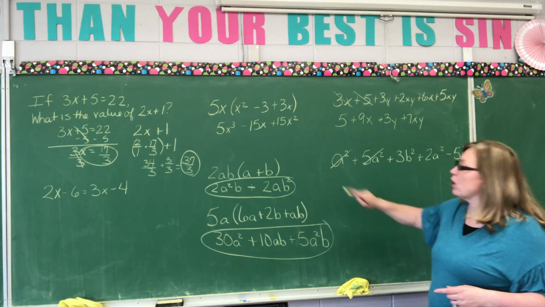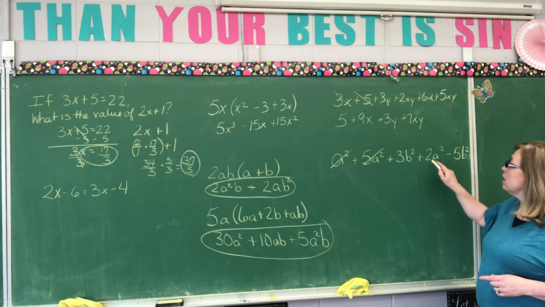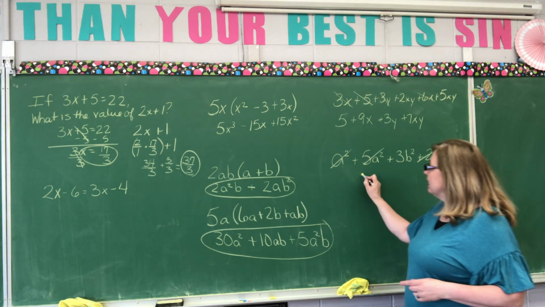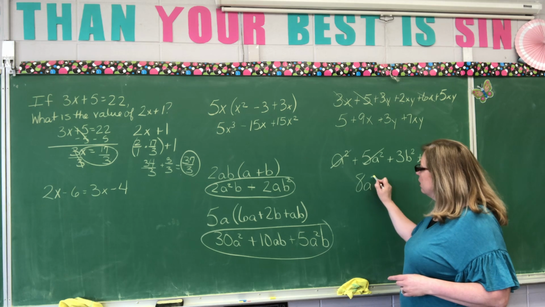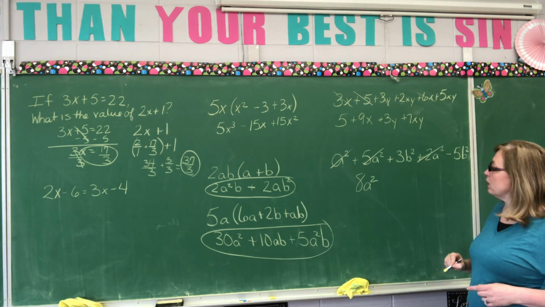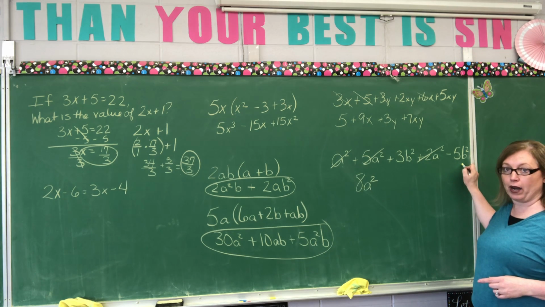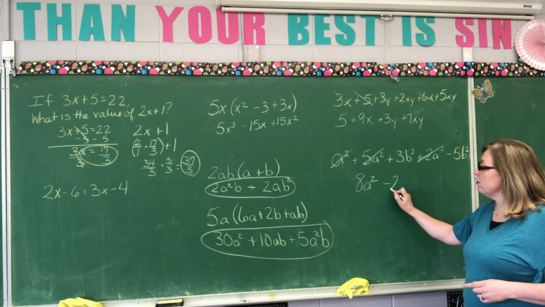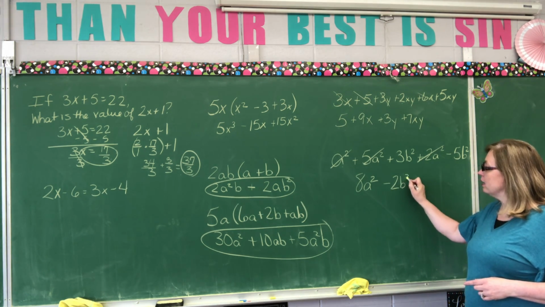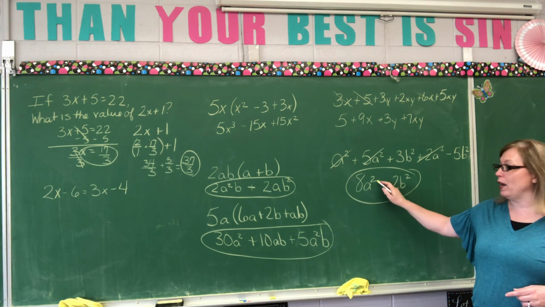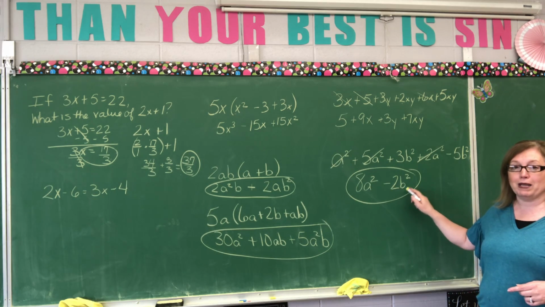We've used those. I'm going to mark those off. 6a squared plus 2a squared gives us 8a squared. Now let's look at the b squares. 3b squared minus 5b squared. So we're going to have negative 2b squared. So our answer, we would read it as 8a squared minus 2b squared.